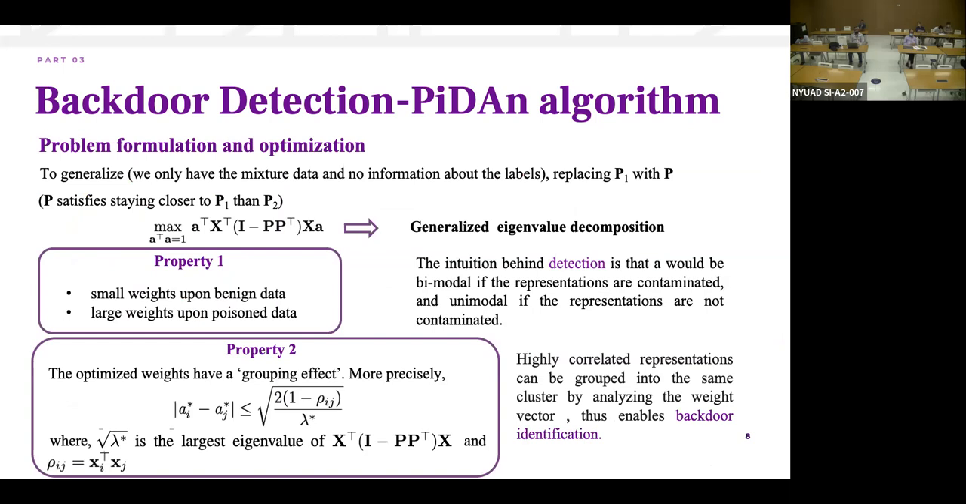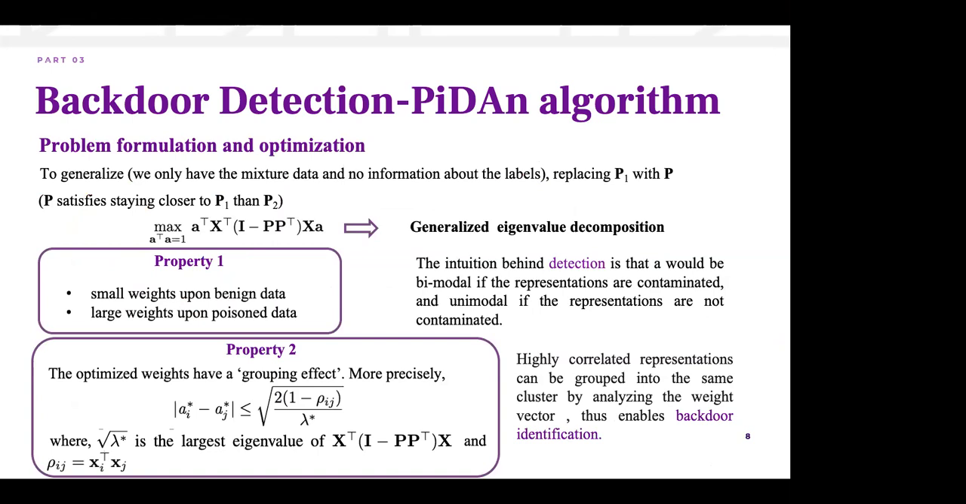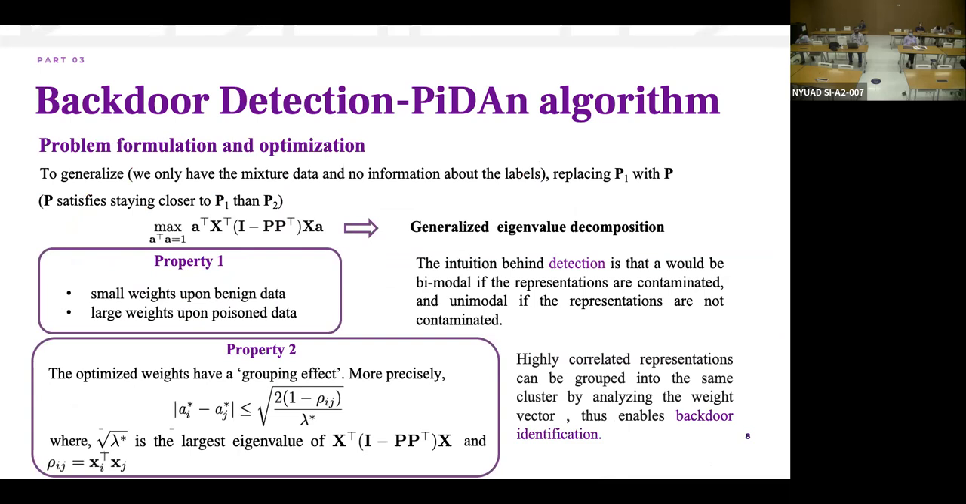We didn't know the information, or we didn't know the labels. We just have the mixture data, so in this case, we have to replace P1, which is the subspace of the benign data, by P. P should be estimated, and it should satisfy staying closer to P1 than P2.